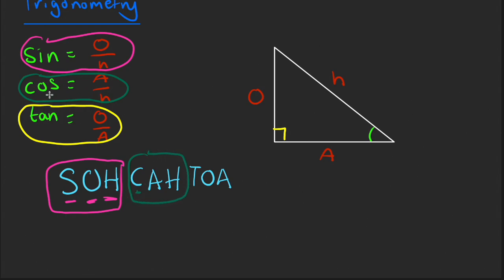Now green. C for cos, A for adjacent, H for hypotenuse. And finally, I hope you get the pattern here. T for tan, O for opposite, A for adjacent. It's a really helpful thing, especially for beginners in trigonometry. It's a really easy way to put it in your mind. SOHCAHTOA, and it's really fun.